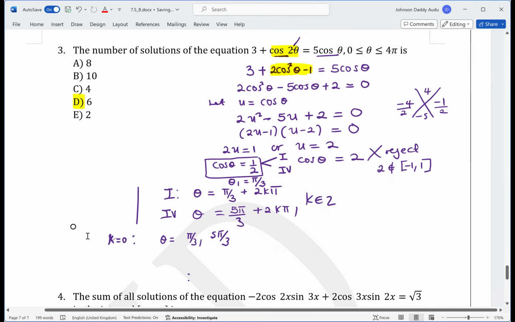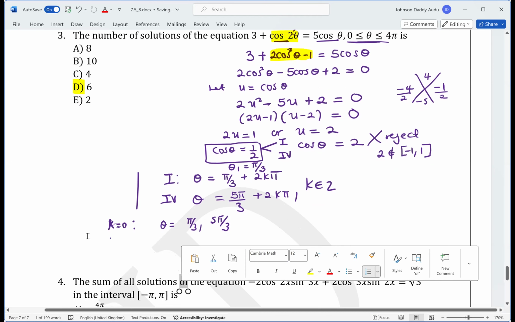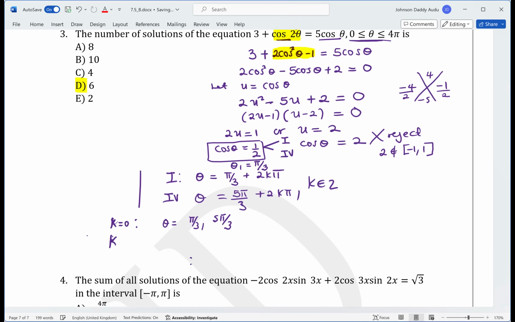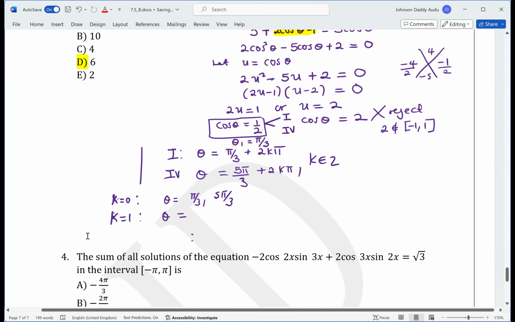Okay, but we need up from 0 to 4 pi, so it's okay. So we can take k to be 1 as well. Let's see, when k is 1, what do we have? If k is 1, we will have theta, so here will be 2 pi, so we'll have 2 pi plus what?